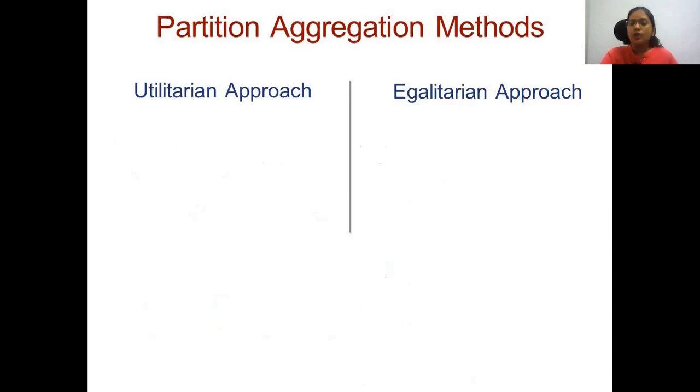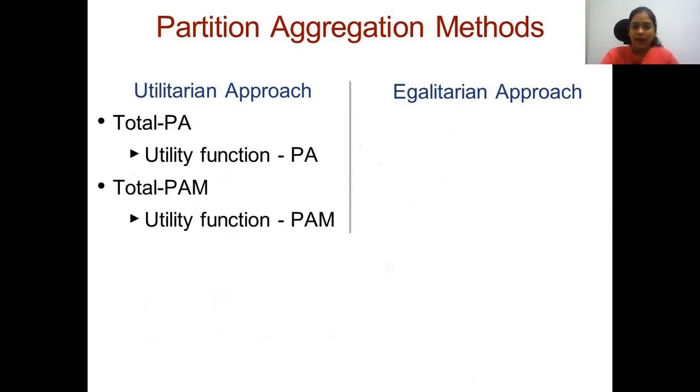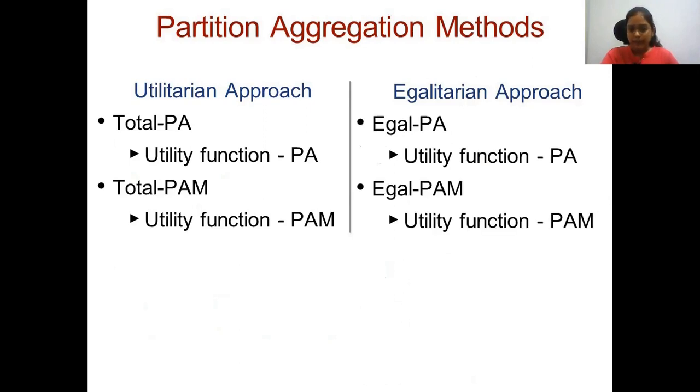So next we define partition aggregation methods. As we discussed earlier, we have the utilitarian approach and the egalitarian approach. If the utility function is PA, then we call the problem total PA. Similarly, we define other aggregation methods.